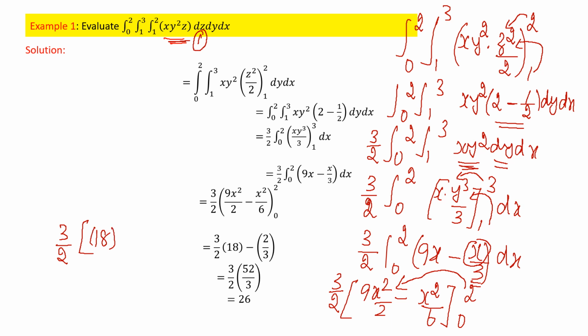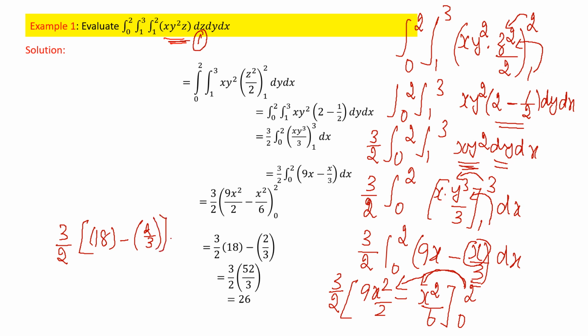So this is my upper limit. Minus, we have another x also. Okay, so in this term also let me substitute 2. So this will be 2 power 2. 2 power 2 is 4. So 4 over 6 will give you 2 by 3. So these two values are for the upper limit.